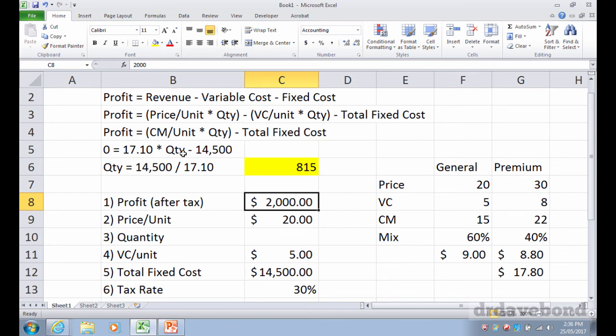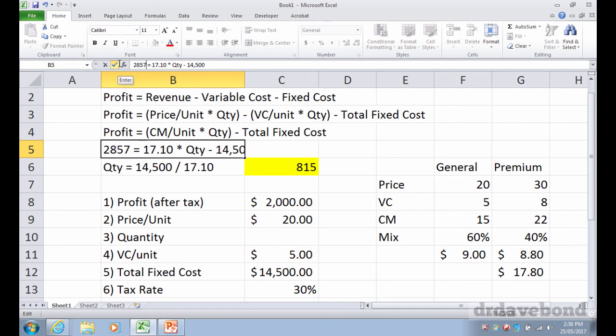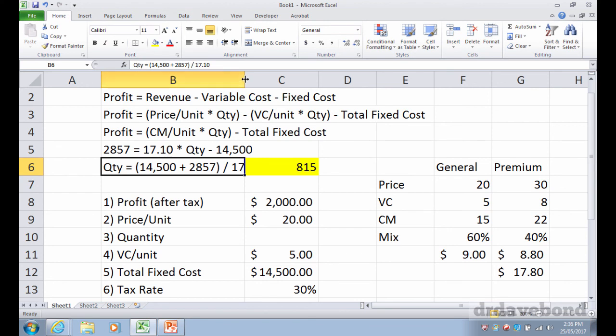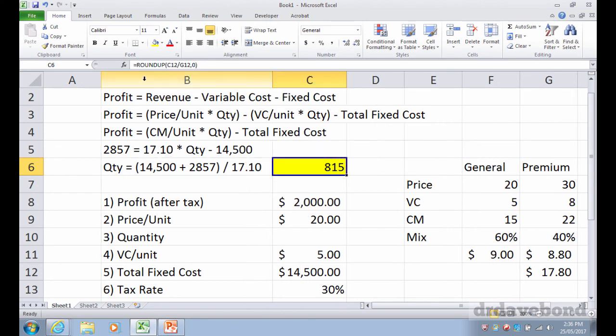2,857. So that then gives us the before-tax profit we need, and then once we've got that, we just put that into the model and solve it out as we've done previously. So with a sales mix, and a before-tax profit we now know of 2,857, we end up with 14,500 plus the before-tax profit of 2,857, all divided by $17.10.